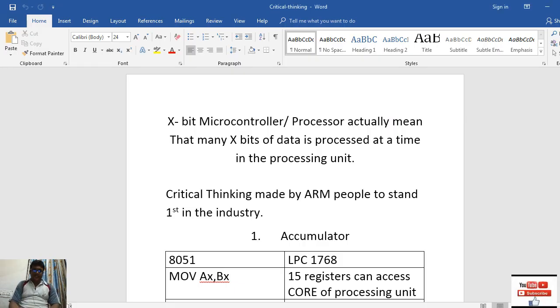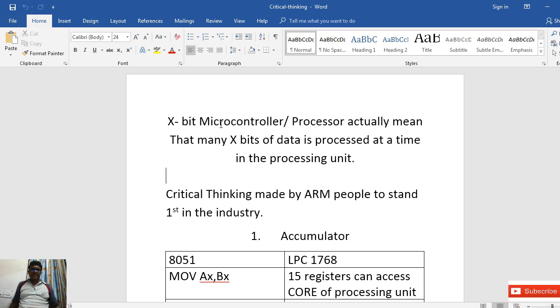Hello guys, today let us see about two concepts. First one is X-bit microcontroller or processor. If we call that it is an X-bit microcontroller or processor, what actually does it mean? That is my first topic. And the next topic is the critical thinking made by the ARM people to stand first in the industry. So this is the second thing I need to speak about in this video.